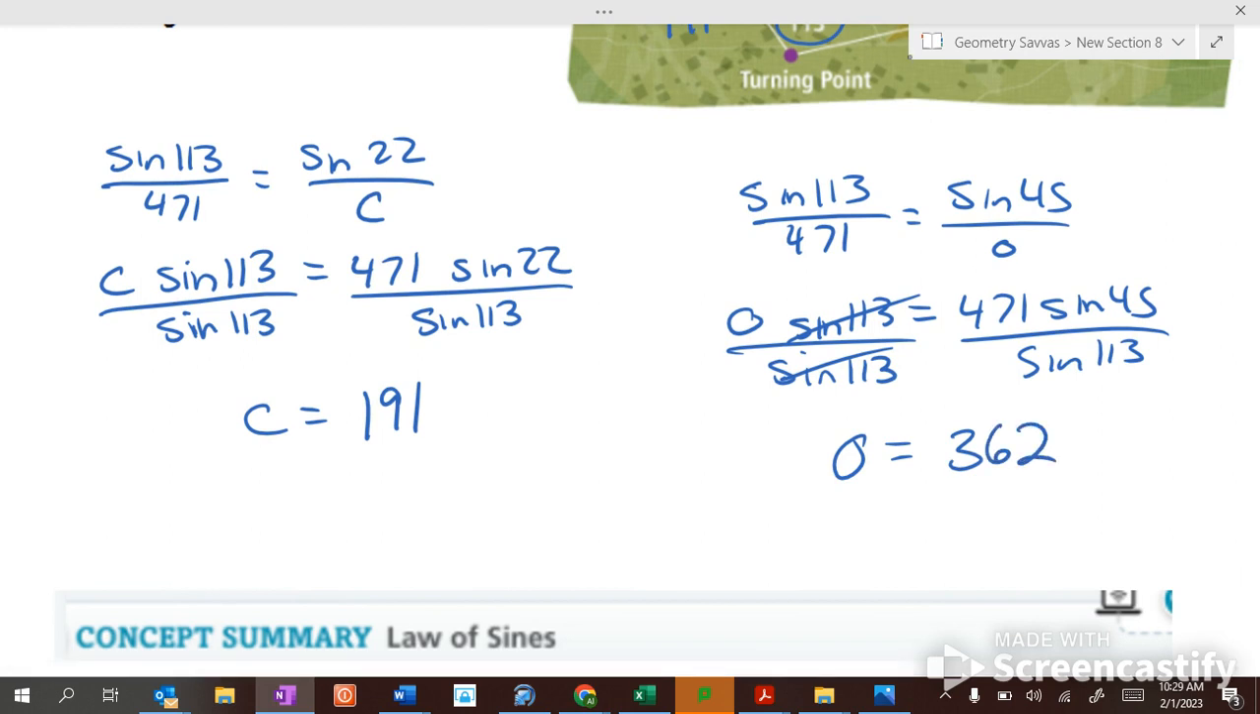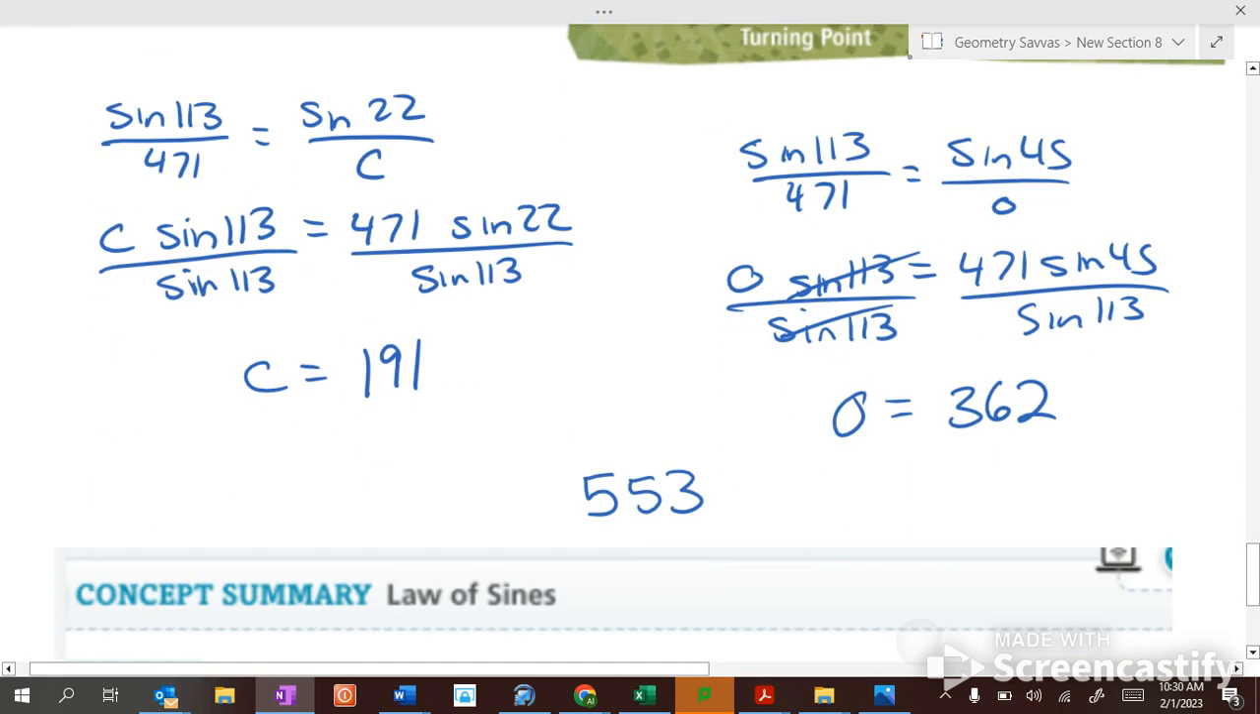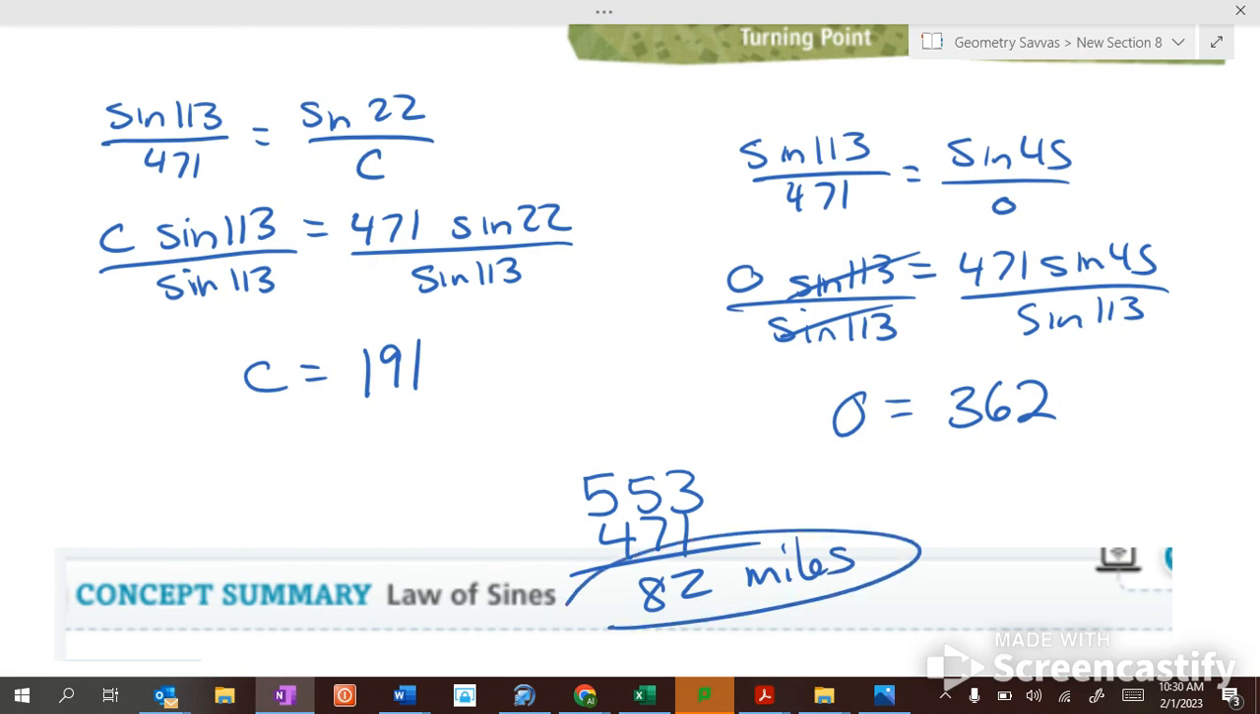362. So if we add these together, they add up to 553, right? The original route was 471. So if we subtract those, he flew an extra 82 miles out of the way to avoid the thunderstorm. Okay? That's the basics.